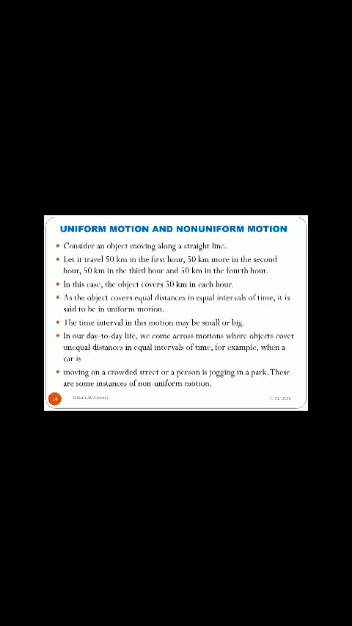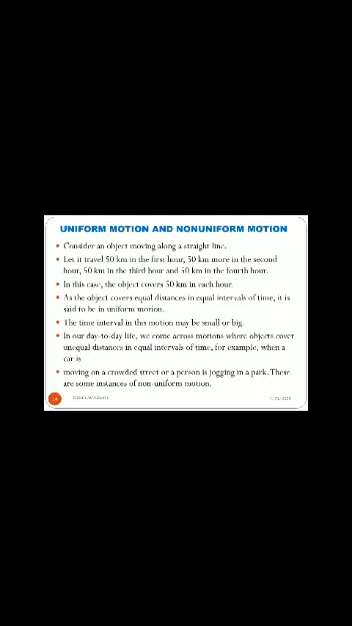In this case, the object covered 50 km in each hour. So we can say that the object is traveling 50 km per hour. As the object covers equal distance in equal time intervals, it is said to be in uniform motion. The time interval in this motion may be small or big.